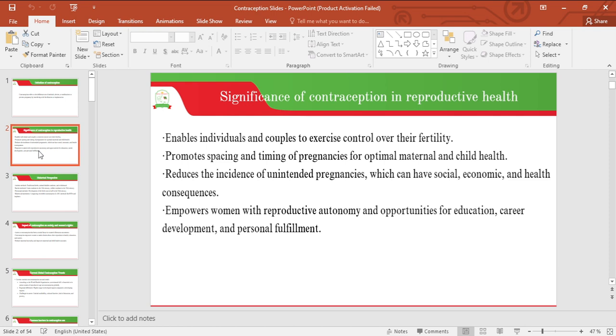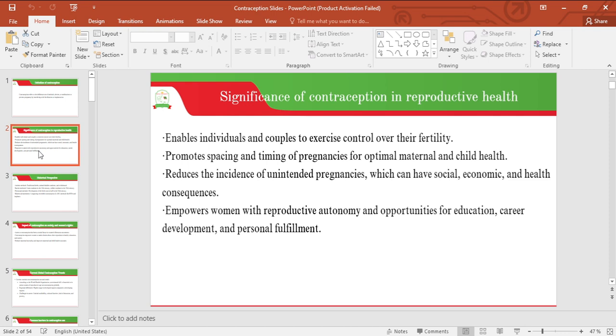Point number four: contraception empowers women with reproductive autonomy and opportunities for education, career development, and personal fulfillment. You may realize that when women use contraceptives, they have high chances of pursuing their education before they actually settle down and start delivering babies.